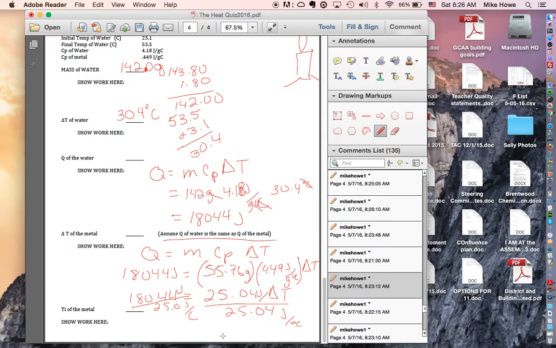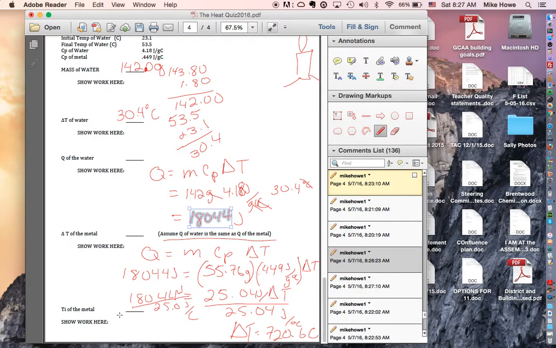So 18,044 divided by 25.04 is 720.6. So delta T equals 720.6 C.